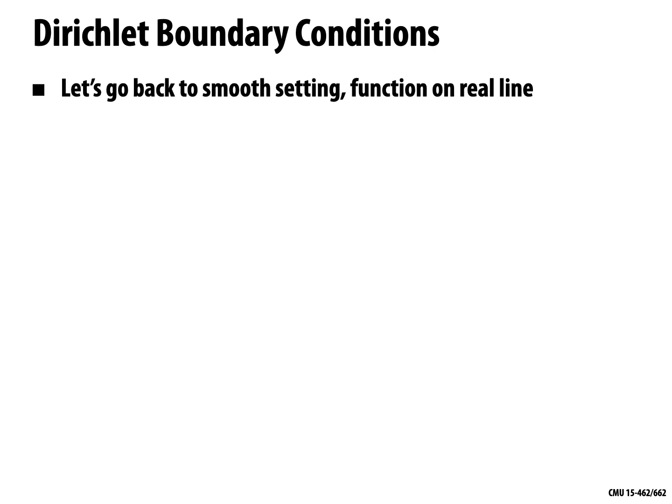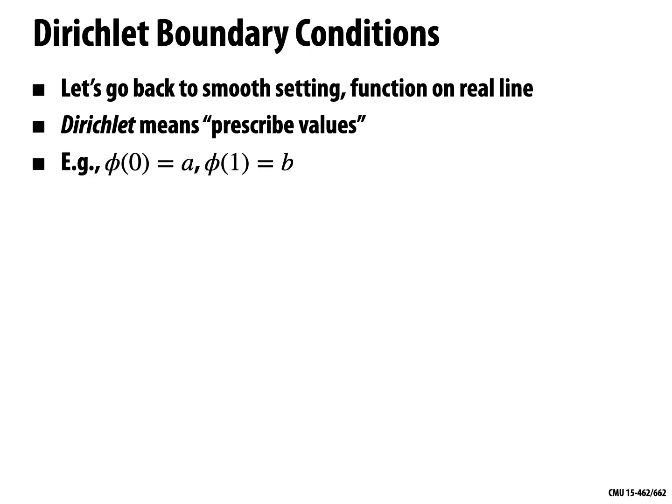We're just going to go back to functions on the real line. And for the moment, we won't even think about a PDE, right? We just want to look at what do these different boundary conditions mean, okay? So we said Dirichlet means we want to prescribe the values. So for instance, if we have a function phi on the unit interval from 0 to 1, our boundary points are 0 and 1, and we might prescribe constants a and b at those boundary points. Okay, we can ask, are there functions that interpolate those boundary values?